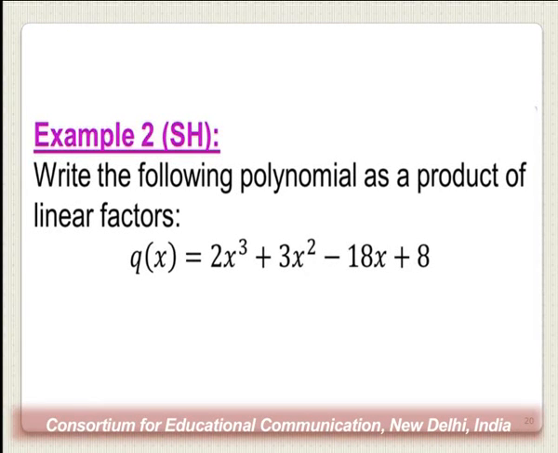Okay, now let's see how these integer roots come in handy. Suppose we look at this question. Write the following polynomial as a product of linear factors. So our polynomial is q of x equal to 2x cubed plus 3x squared minus 18x plus 8. It's not so straightforward to factorize a polynomial and write it as a product of linear factors. So what I'm going to do is I'll first try and see if I can come up with a root, and if luck will have it, come up with an integer root.